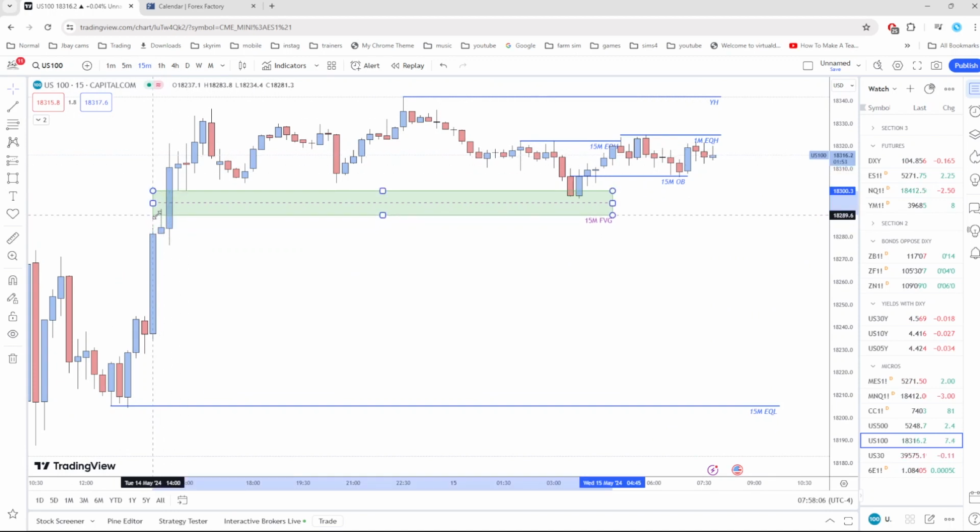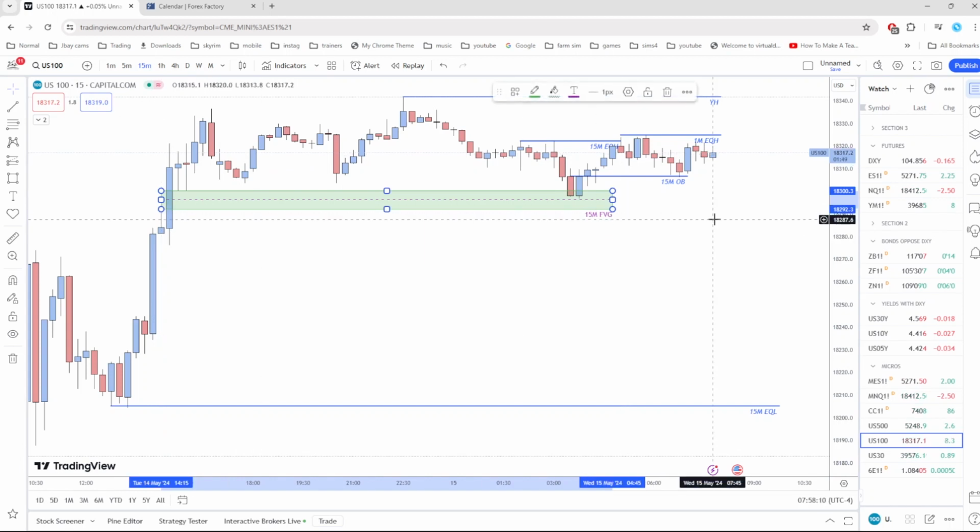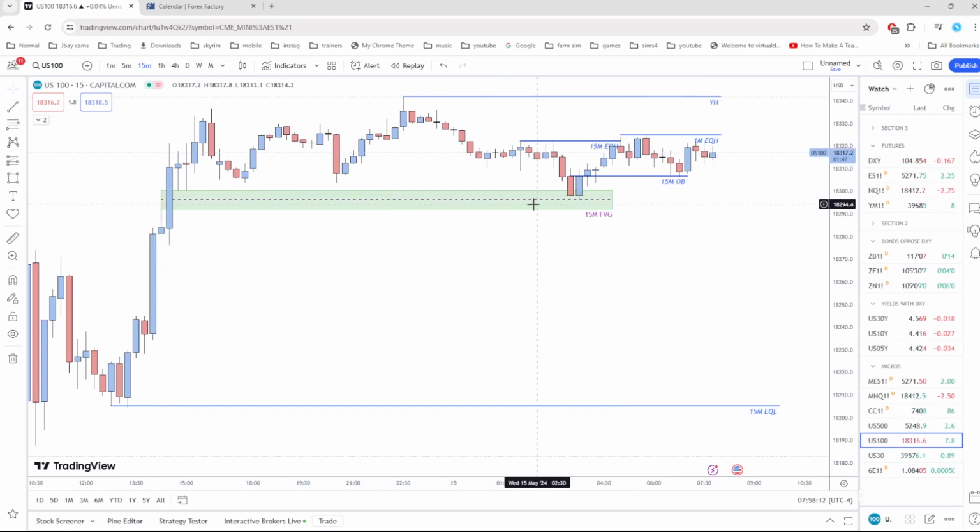Let me just correct this. A gap should be right there. There's a 15-minute fair value gap. So we took out these equal lows. Note that we also took out these guys, these highs yesterday. We took out those guys. So we ran lower. We took out these equal lows. Took out the sell side.